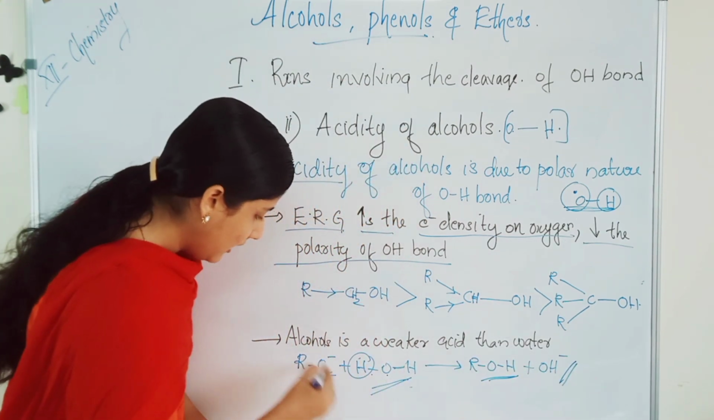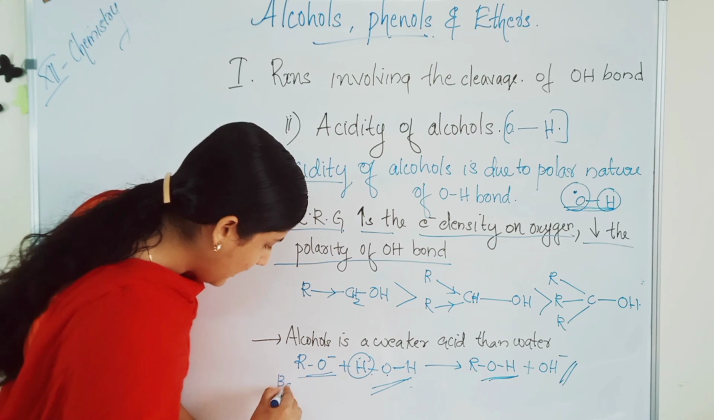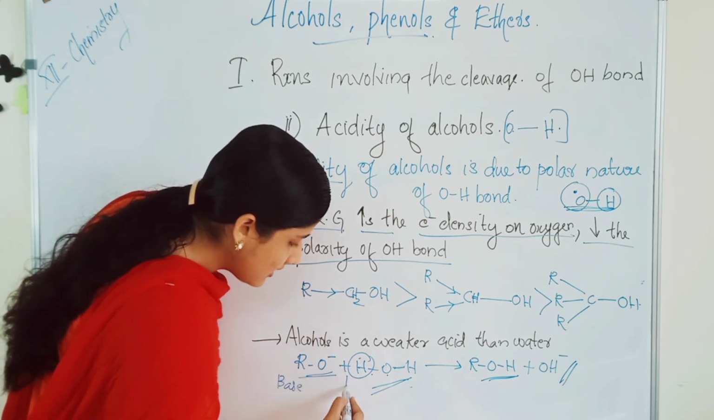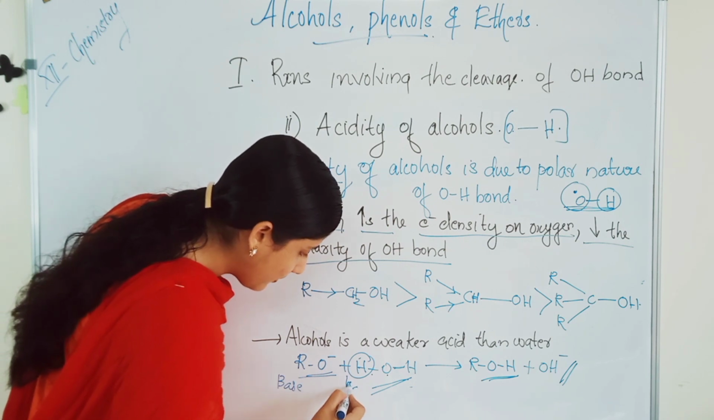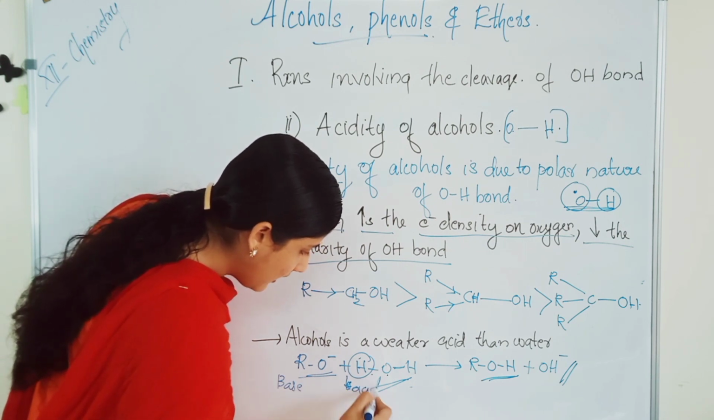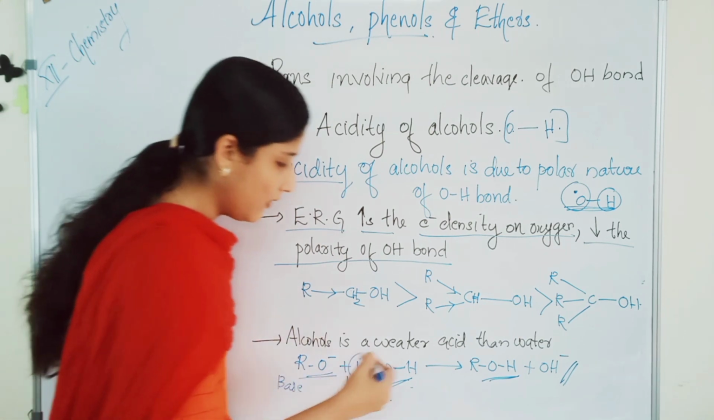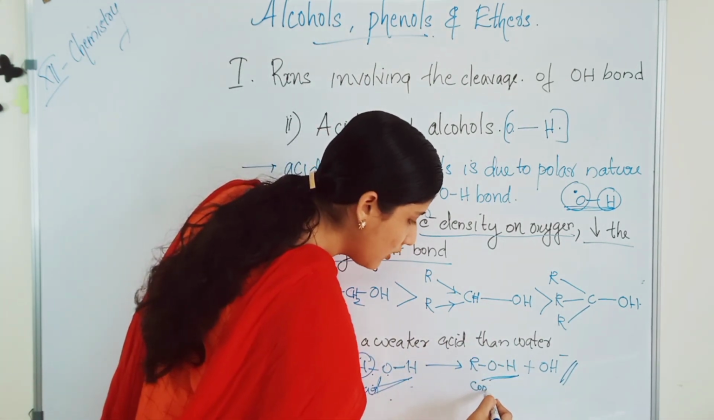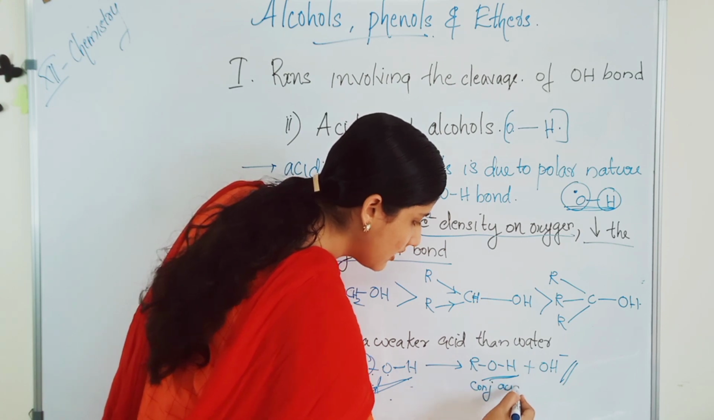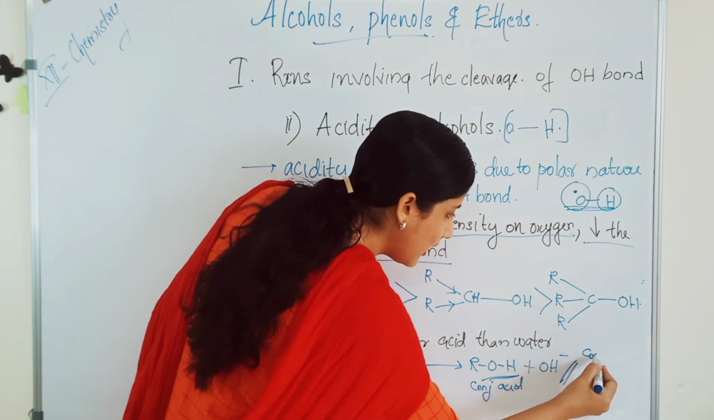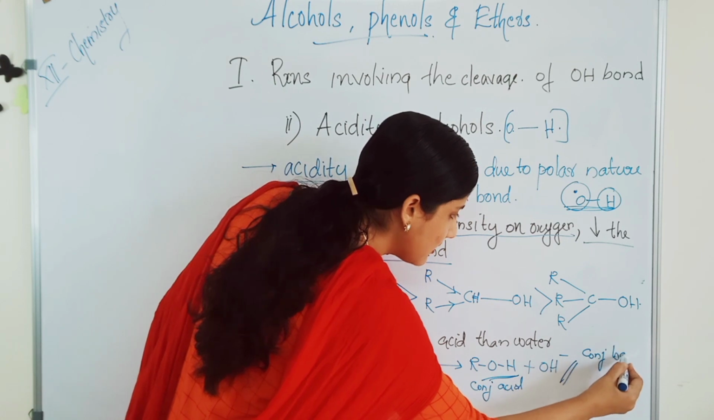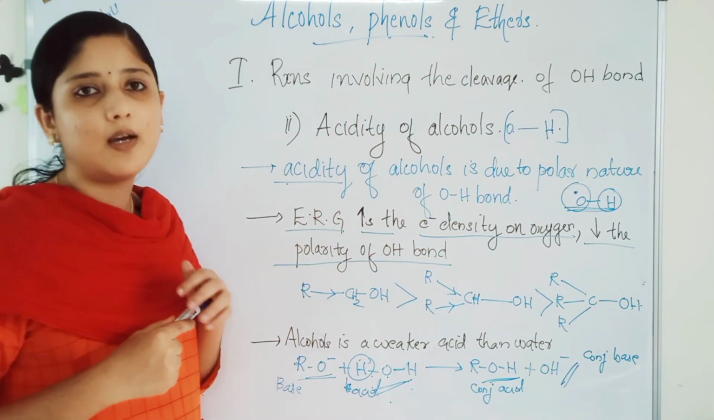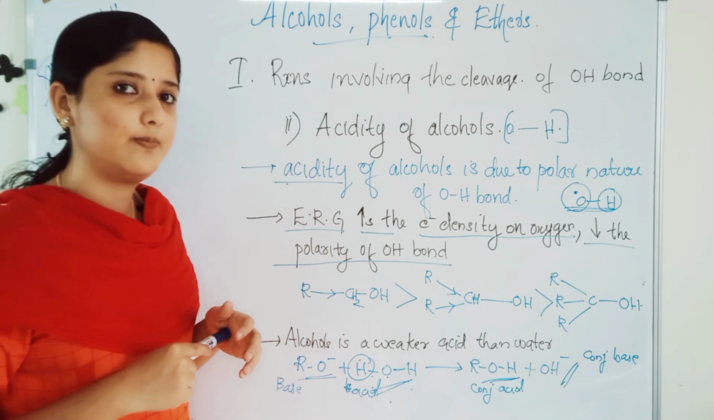That is, alkoxide is a base, isn't it? When a base reacts with an acid, we can consider water as an acid here. When a base reacts with an acid, you will get what? A conjugate acid and a conjugate base. So, alcohols are weaker acids compared to water.